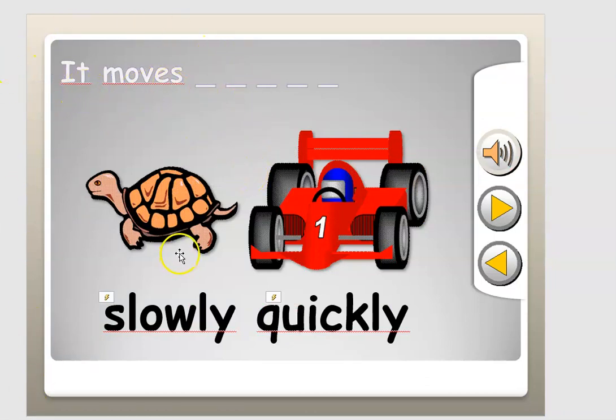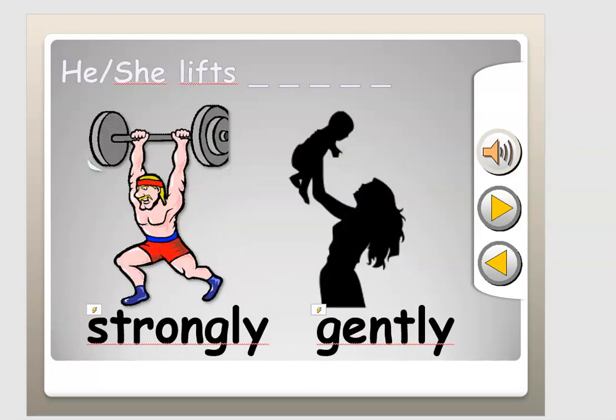Now let me know what you can use here. It moves slowly or quickly. If we are talking about the turtle, it is slowly. If we are talking about the car, it is quickly. But what did we do? We added ly to the end of the word to make it an adverb.